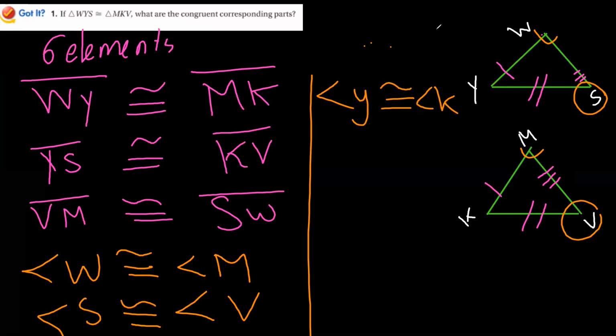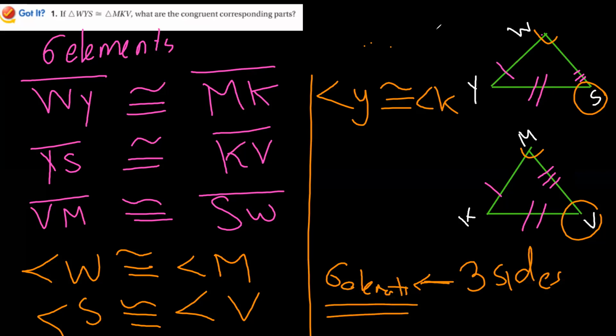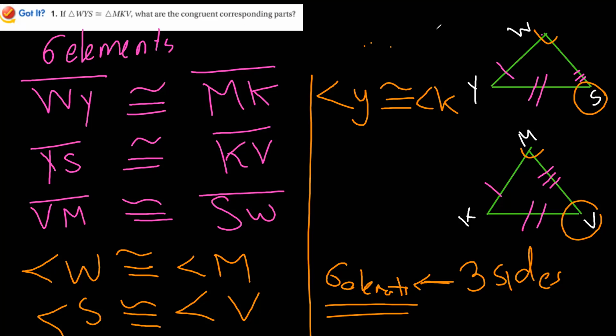Then after that, I now know the 6 elements. Why are they 6? Because I'm talking about a triangle with 3 sides, so I have to write down 6 elements. Now, is it clear? Yes, okay.